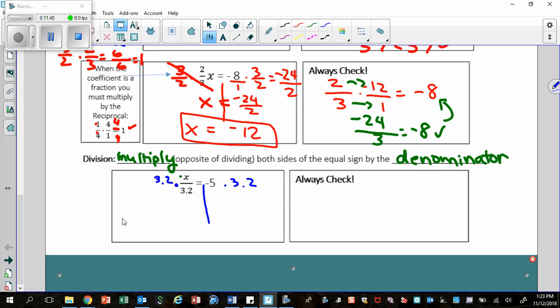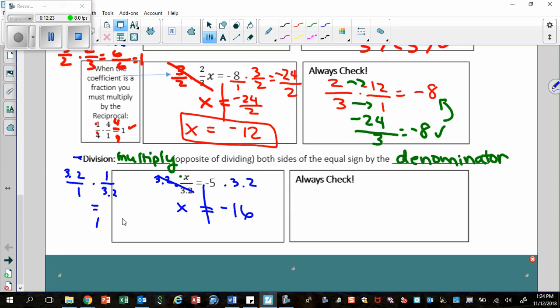Okay, so 3.2, basically this is saying 3.2 over 1 times 1 over 3.2, which we know from the last question just equals 1. So this cancels out, and I'm left with x equals, and then go ahead and compute negative 5 times 3.2. Once you do that, you should get negative 16. So the rule for division is I'm just going to multiply by the denominator on both sides. That's the only thing you have to do.